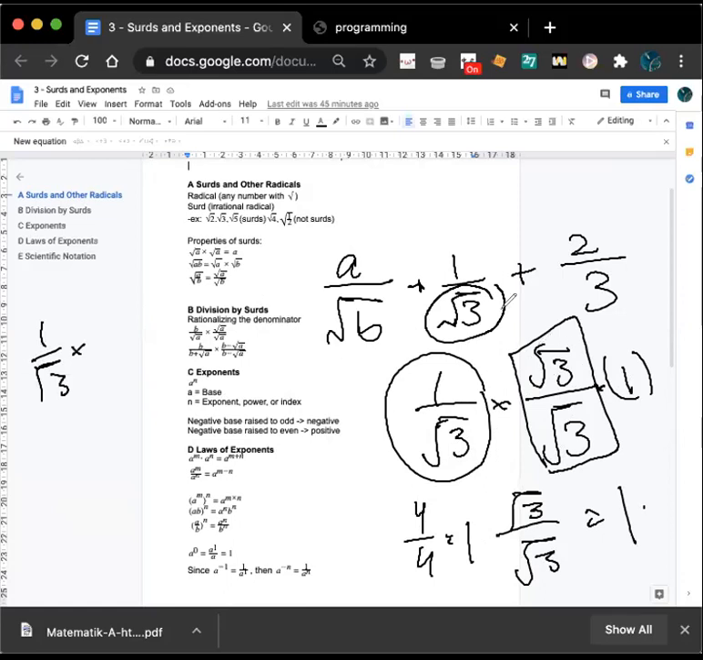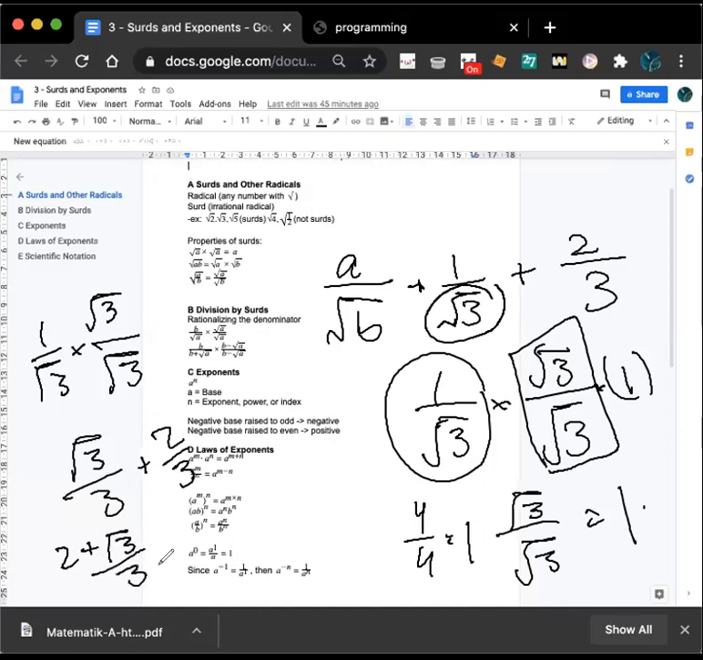So if you do that and move it up, you will get square root of 3 over 3 plus 2 over 3, and you'll be able to easily add them up and get 2 plus square root of 3 over 3.